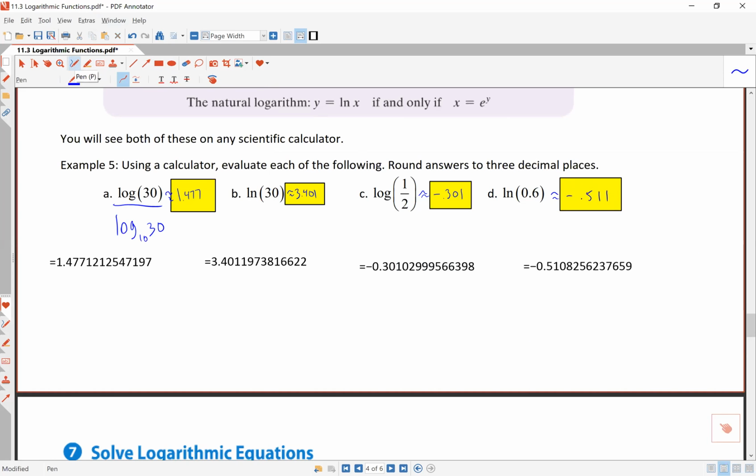Now, it's worth pointing out why the first two were positive and the second two were negative. That's because when you graph a logarithmic function, from 1 to infinity, they're all going to be above the x-axis, which makes them positive. And anything between 0 and 1, like 1/2 and 0.6, is going to be below, which gives you the negatives.